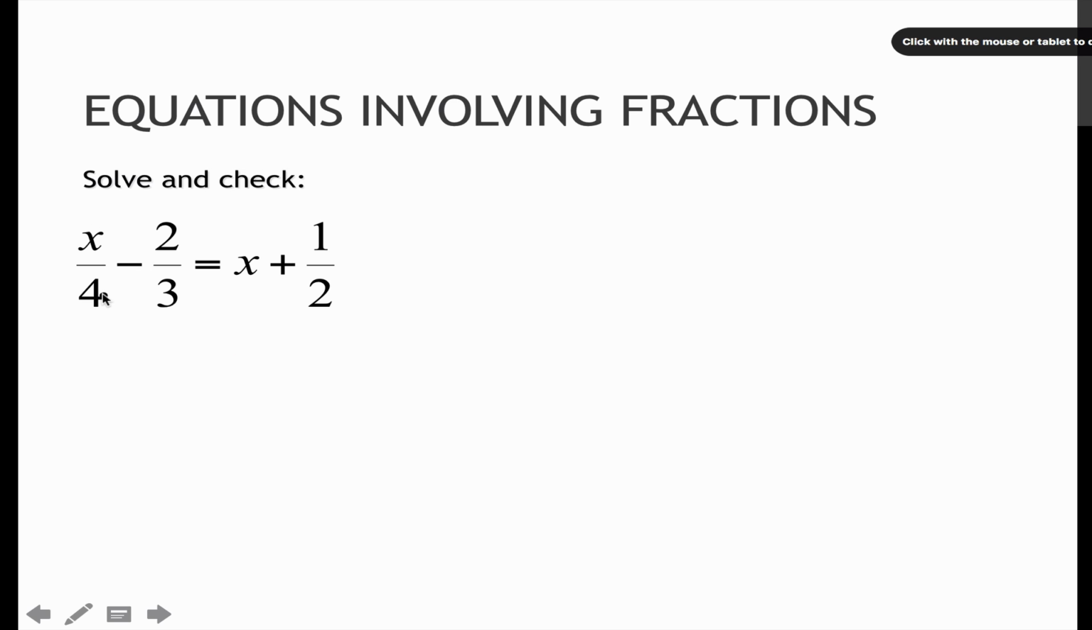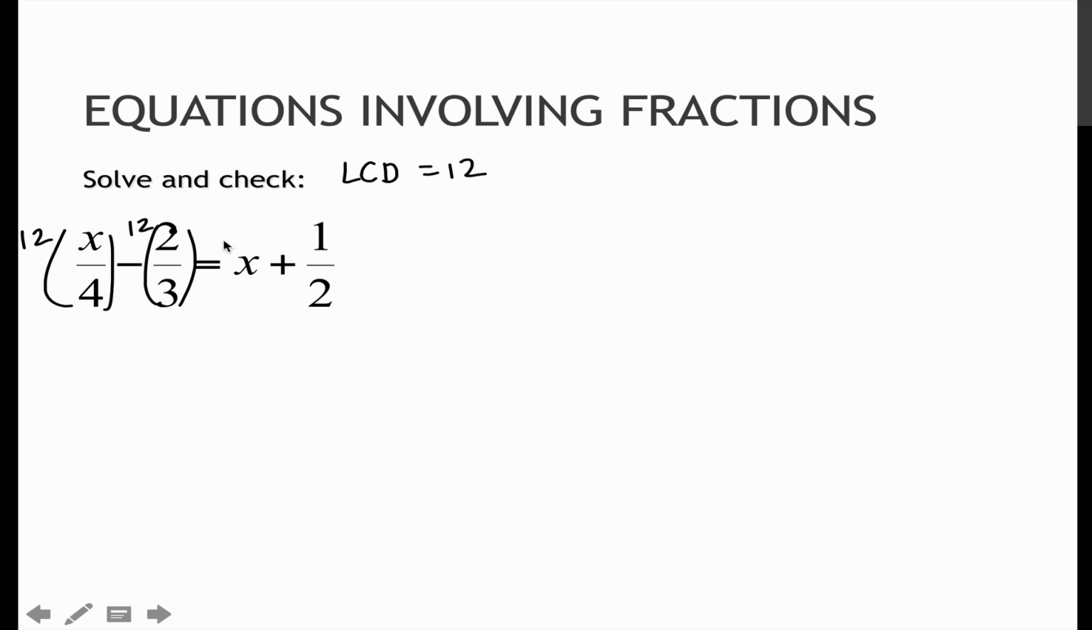For this next one, we look at 4, 3, and 2, and of course our least common denominator would be 12, so that's what I'm going to multiply by all my terms. And I find it easier to actually write it next to each and every term. Some people just like to put big parentheses and put a 12 on the outside, but it's very easy to forget a term if you do it that way.